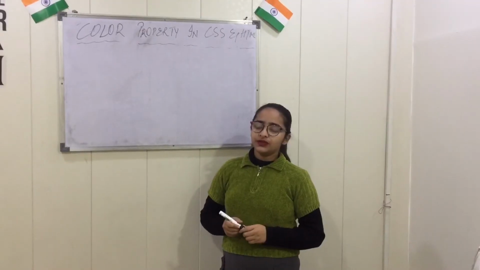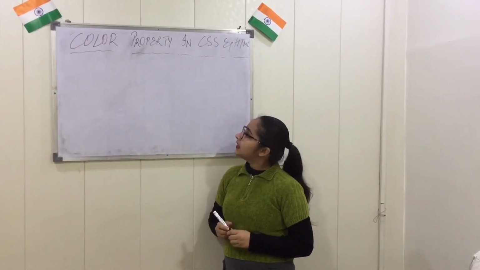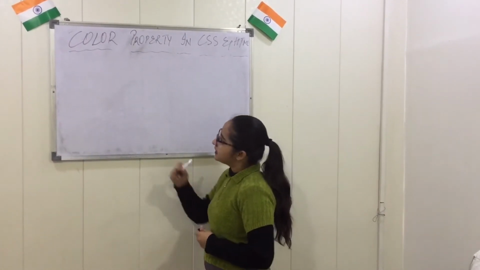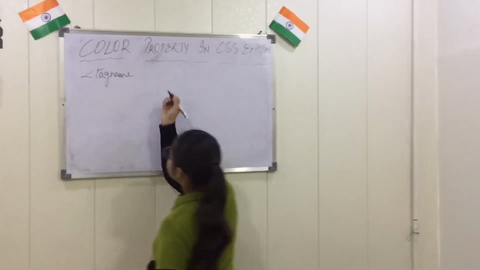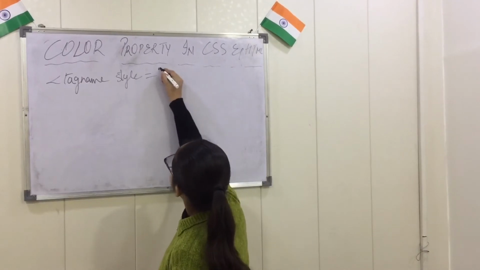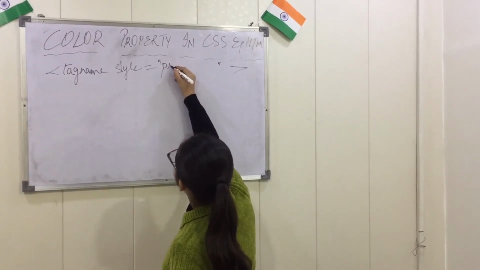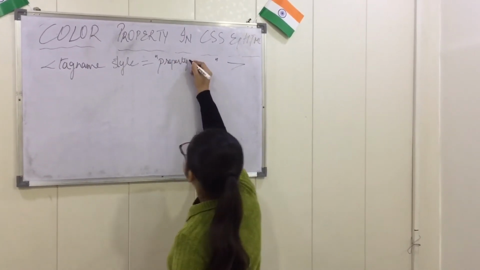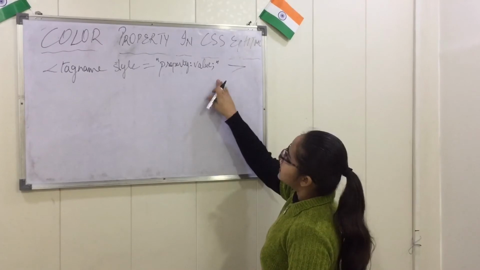Today we are going to discuss the topic color properties used in HTML and CSS. The color can be done in three types. First of all, we will talk about the syntax: tag name, after this style is equals to double quotes, tag close, and in between this we will pass the property, then colon, and after that value, then semicolon closed. So this is the syntax.